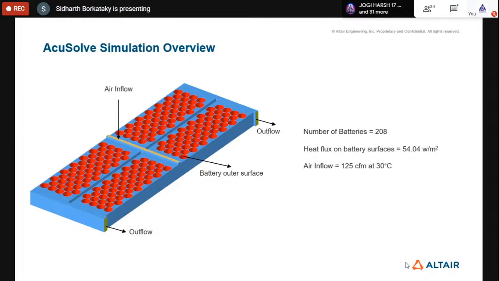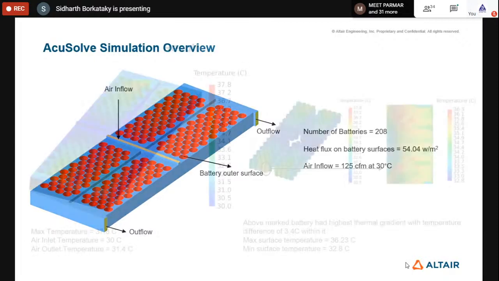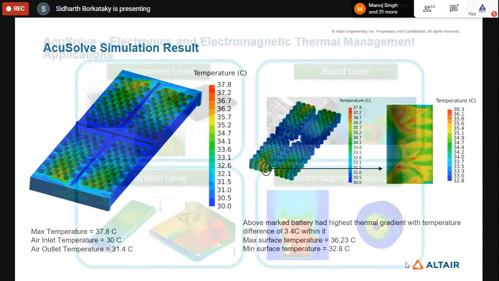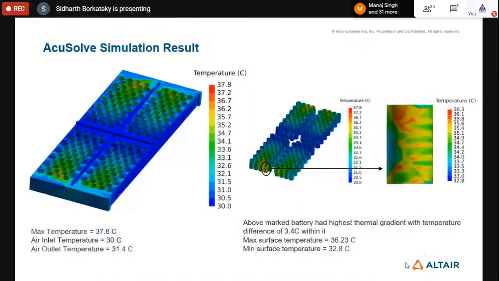this battery as it is operating. As we can see, we need the airflow CFM at 30 degrees centigrade. We have considered this as part of the pressure cell. And this is the heat flux, which is the same 54.14 watt per meter square. We also got some similar results. We saw that air is also doing a good job, with the highest temperature at 36.23 degrees and the minimum at 32.8 degrees centigrade. So this is one of our studies.